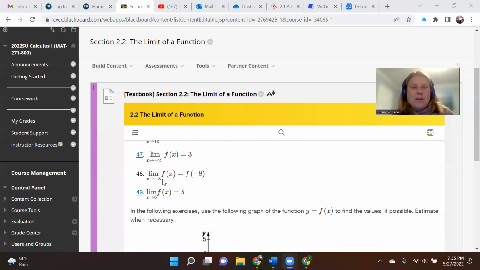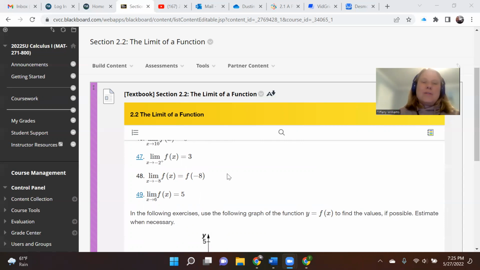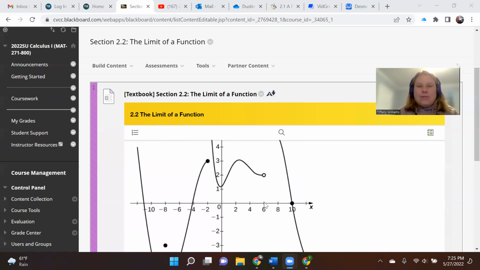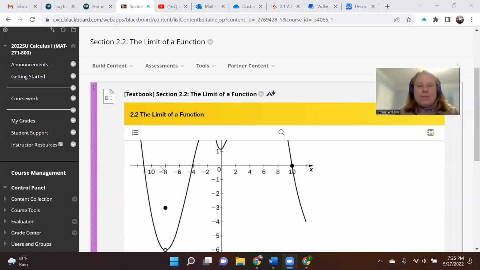Limit as x approaches -8 of f of x equals f of -8. F of -8 is your function value. So in other words, when you plug in -8 or when you look at -8 on your graph, what's the y value that you get out of that? So they're saying, is the y value you get that's associated with -8 the same thing as the limit as x approaches -8? So let's find the y value of -8. The y value of -8 would be -3, right? There's no y value here because you've got a hole. So the y value of -8 is going to be -3.